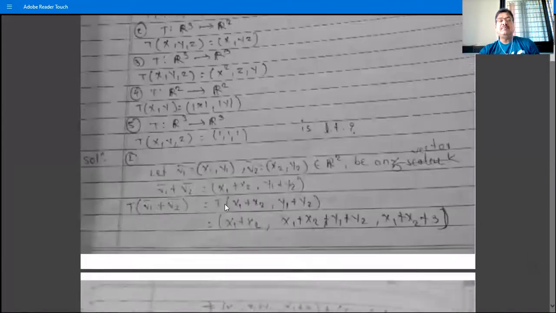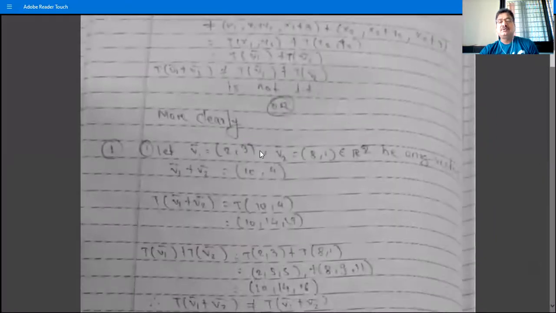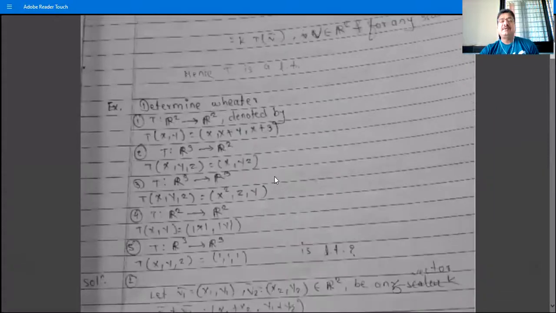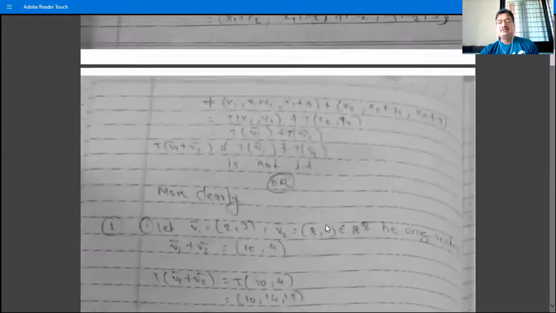That is, take two particular elements of this R2. Suppose V1 bar is (2, 3) and V2 bar is (8, 1), belonging to R square, any vectors. Then V1 plus V2 is (10, 4), addition. And then T of V1 plus V2 is T of (10, 4), which is (10, 10 plus 4 which is 14, 10 plus 3 which is 13) by using the definition (x, x plus y, x plus 3). So we have this.